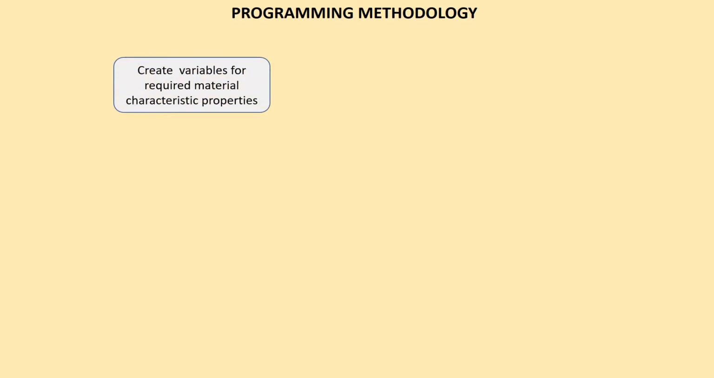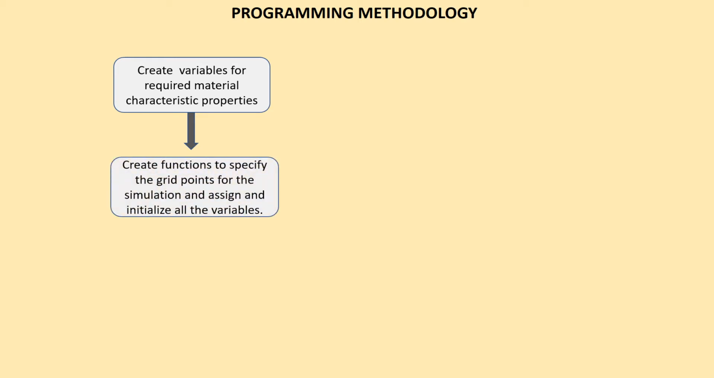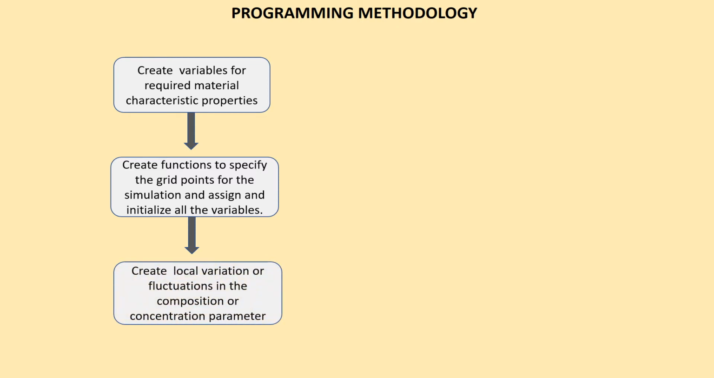Let's look at the algorithm for programming this in C. Create variables for the required program, that is material characteristic properties, time spacing, grid spacing, etc. Once you're done creating the variables, you need to initialize and assign them some default values. You can use pointers in this process, but one needs to take care of allocating and deallocating memory when working with pointers. Now you need to have a function that would create a local variation or fluctuation in the phase field phi value by varying the composition or concentration parameter.